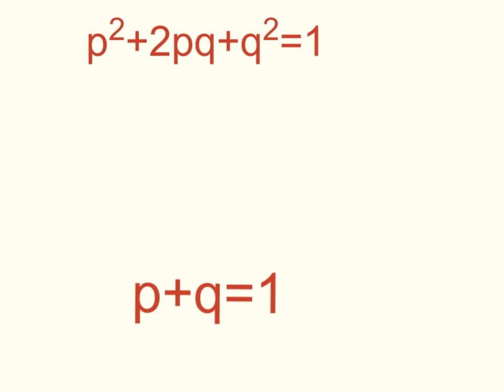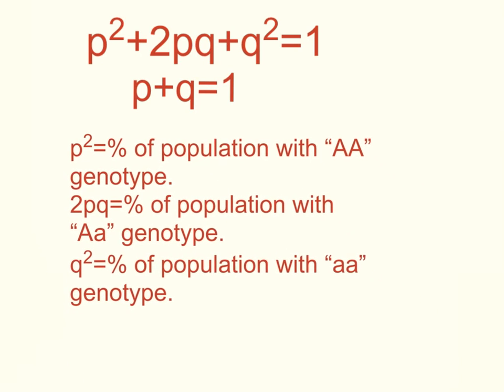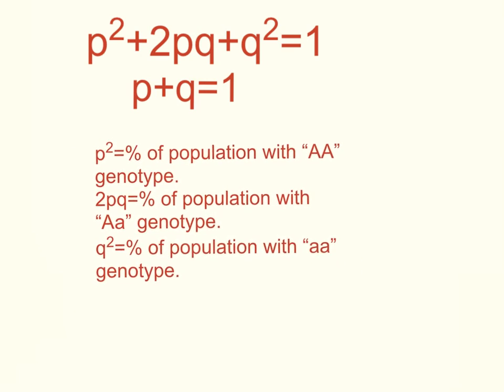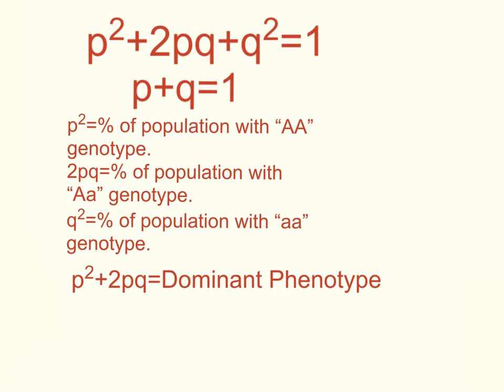We'll make this smaller to get it out of the way, and we'll continue to break down this first equation. P squared is the percentage of population with the big A genotype. 2PQ is the percentage of population with the big A, little a, heterozygous genotype. And Q squared is the population with the little a genotype. Anytime we're referencing P squared, Q squared, 2PQ, look back to these and think about what those mean.